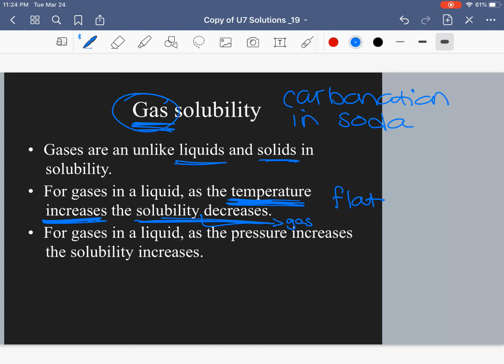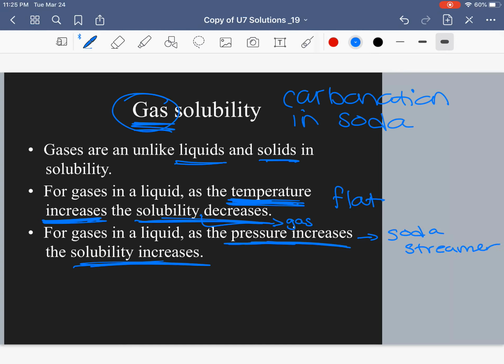So therefore, not as much carbonation is in your soda as it was before, because as the temperature increased and got hotter, solubility decreased. And then for gases in a liquid, as the pressure increases, solubility would therefore increase. These are basically opposite of liquids and solids. For this one, think of the, what's it called? Soda streamer.